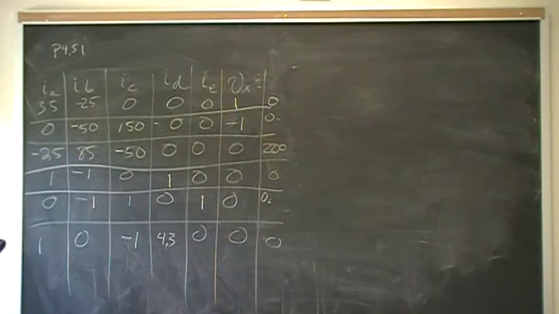So this is a 6 by 6 matrix. We got 35, negative 25, 0, 0, 0, 1, 0. 0, negative 50, 150, 0, 0, negative 1, and 0. Negative 25, 85, negative 50, 0, 0, 0, 200. 1, negative 1, 0, 1, 0, 0, 0. 0, negative 1, 1, 0, 1, 0, 0, and 1, 0, negative 1, 4.3, 0, 0, 0, solve.